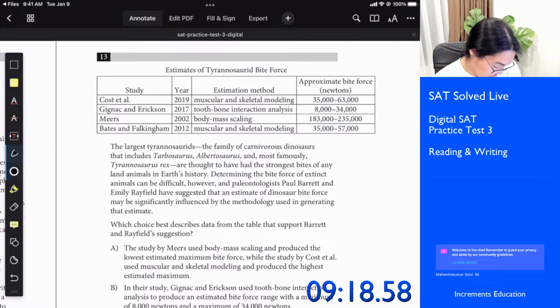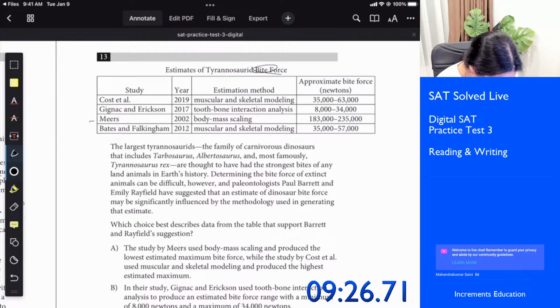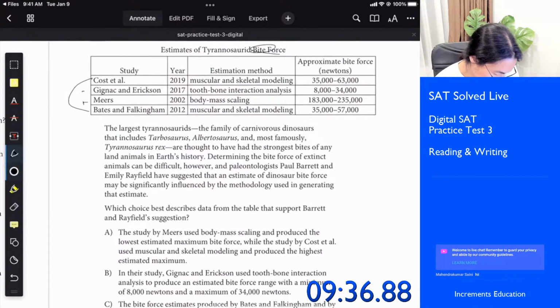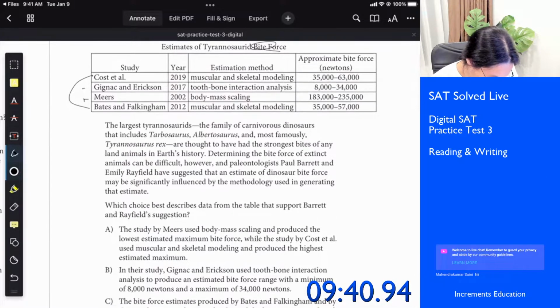Guys, I'm getting slower and slower. Bite force. Very, very high for Mears, and it's pretty similar for this, and pretty small for this. Okay, so the same method gives pretty similar estimations, but body mass scaling suggests super, super huge. It's also the oldest one. The newest one is in the middle. Yeah, okay.